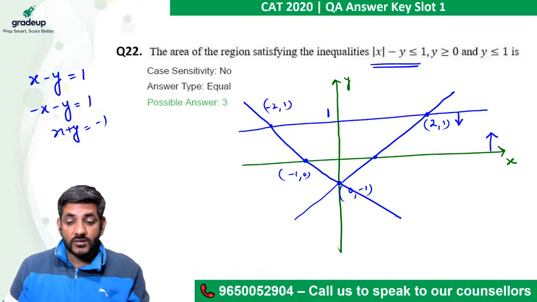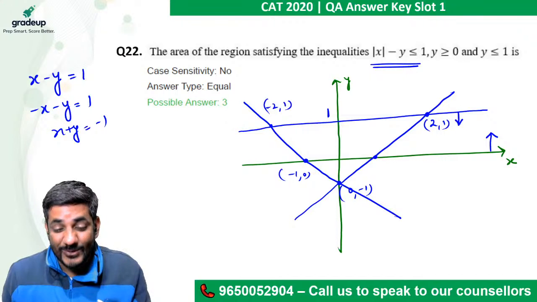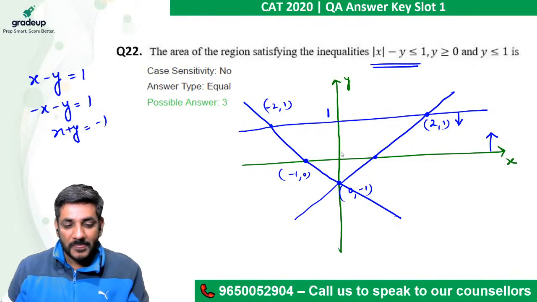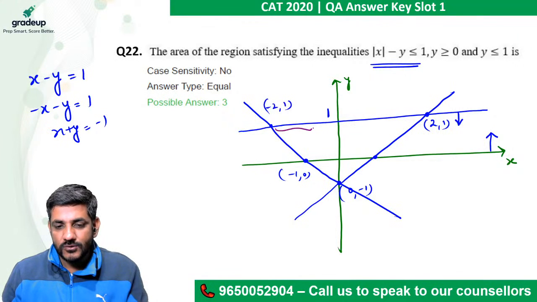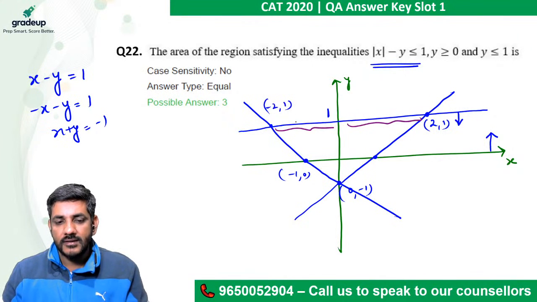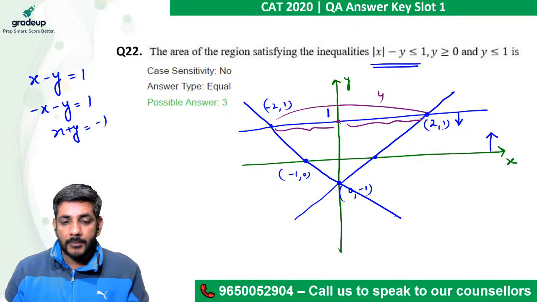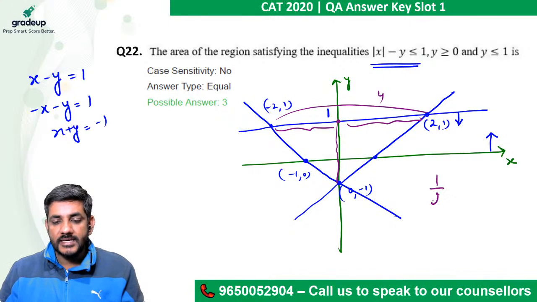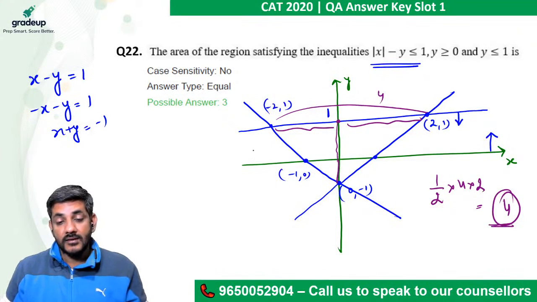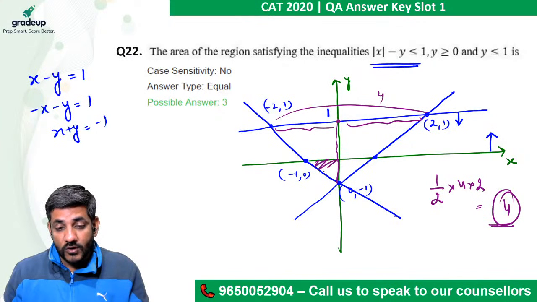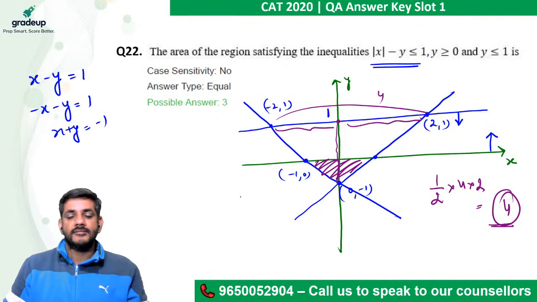I did this question wrong and I am extremely angry at myself for doing this wrong. Because obviously the base of this, we all know the base is 2 plus 2, 4, right? The base of this whole triangle is equal to 4 and the perpendicular is 2. So what is the area of this complete triangle? Half of 4 into 2, that is 4. And I marked the answer 4.